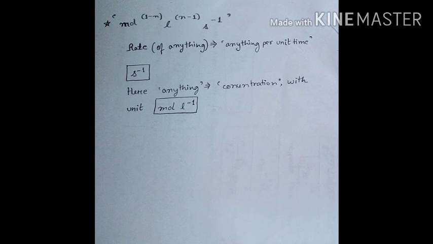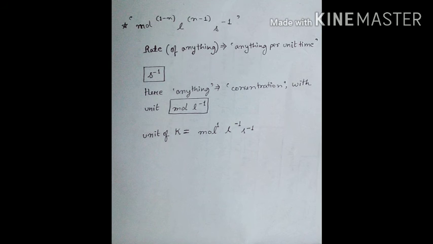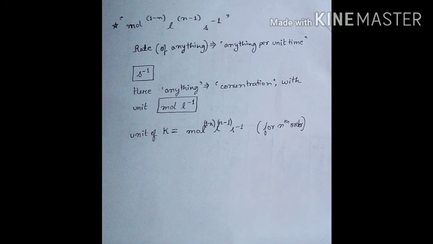With this knowledge, let us try to write the unit of K, which will be mole to the power 1, liter to the power minus 1 and second to the power minus 1. And since this expresses nth order, so we write mole to the power 1 minus n, liter to the power n minus 1 per second. Thus, it becomes easy for us to remember the unit of K for a reaction of any order.